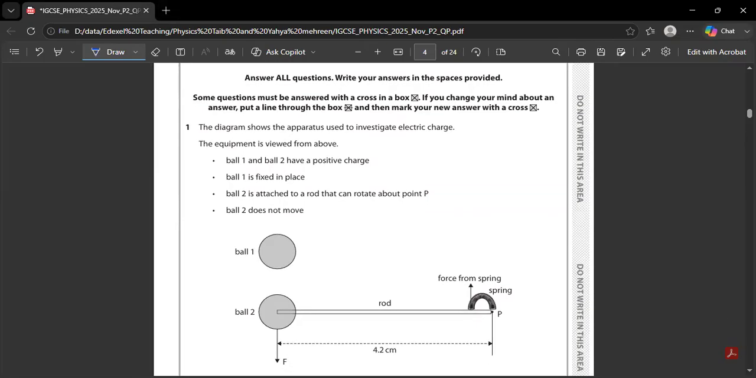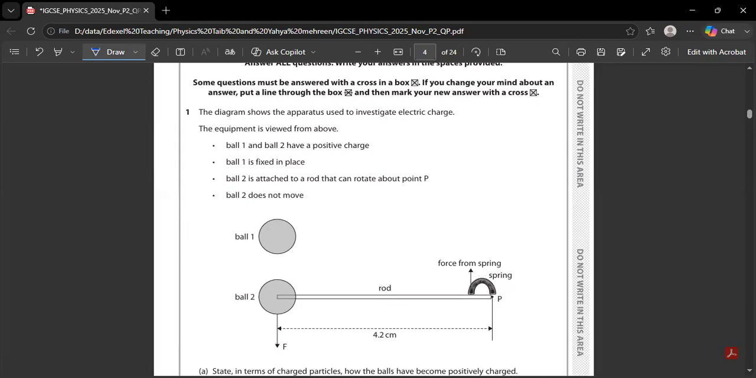The equipment is viewed from above, and here what we are observing is that ball one and ball two have positive charges. Ball one is fixed in place, and ball two is attached to a rod that can rotate about P. So about P, we can say that means this is going to be your pivot, right? This is going to be your pivot.